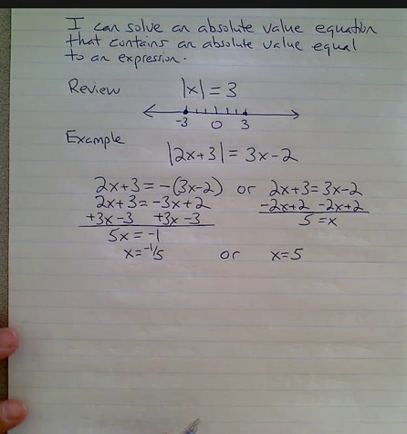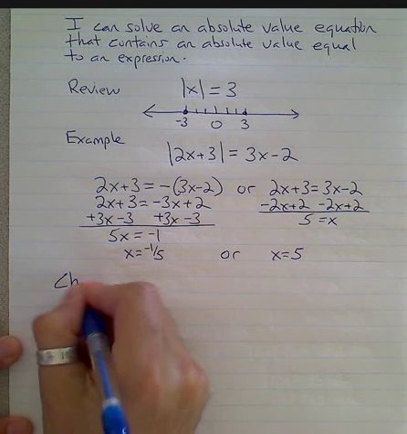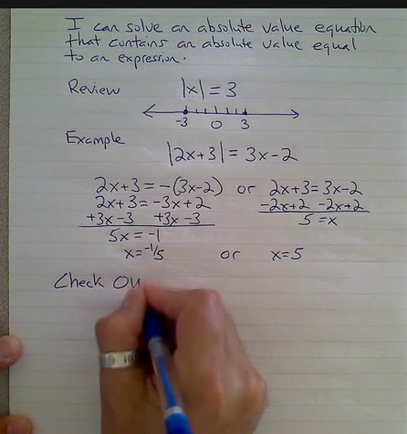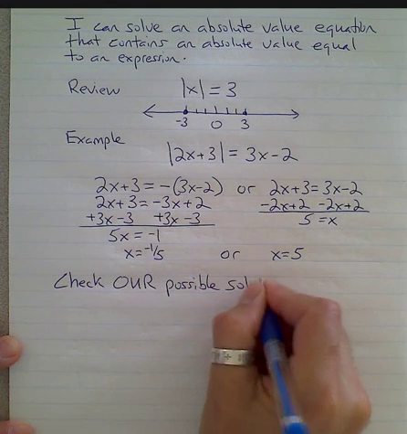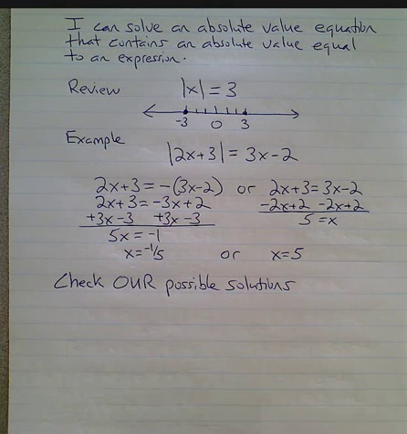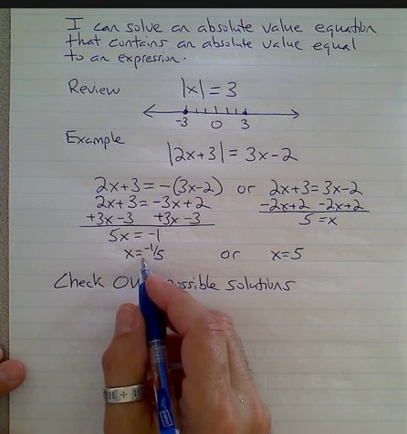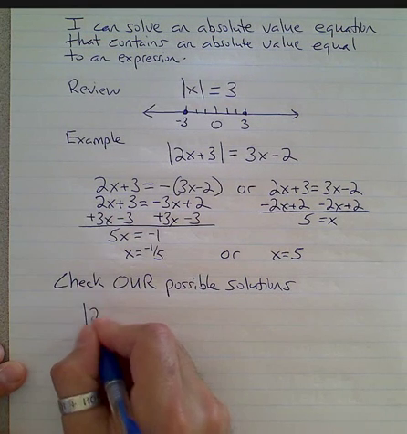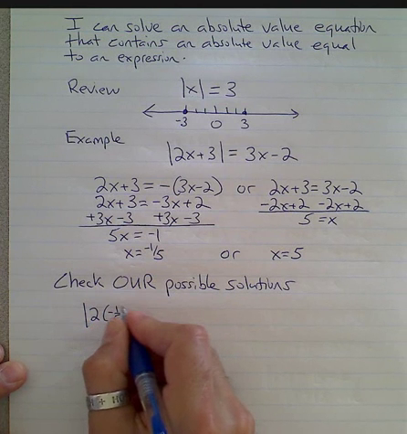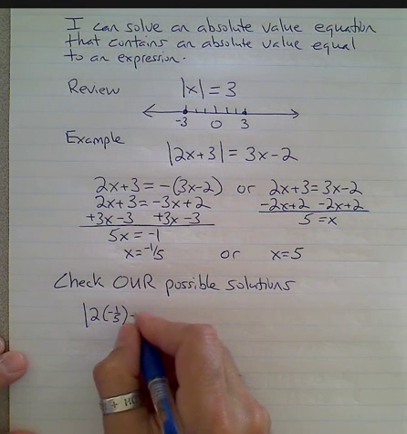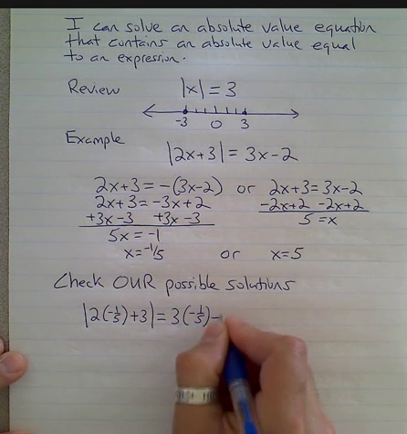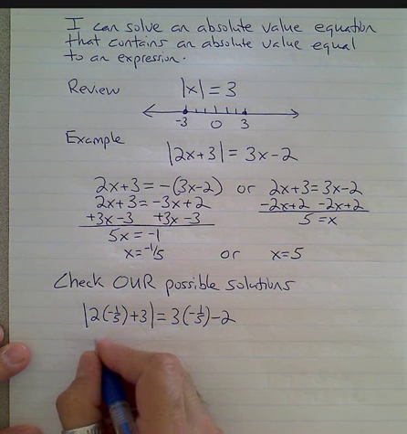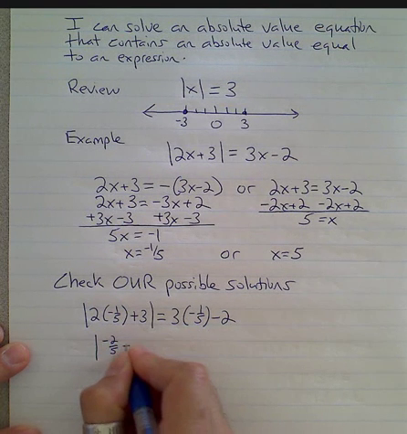With all absolute value problems, we always want to check our solutions. Check our possible solutions, because it is possible that we have an extraneous root. In this case, if we take -1/5 and place it in for x, into the original with the absolute value bars, we will have the absolute value of -2/5 plus 15/5.